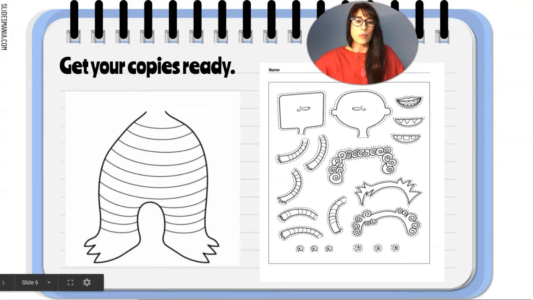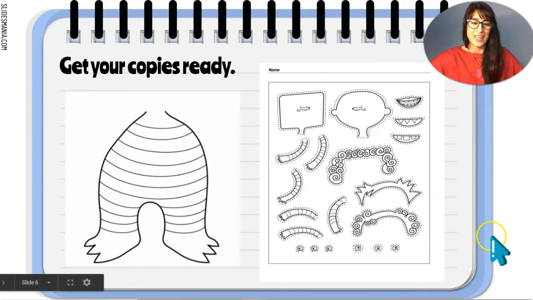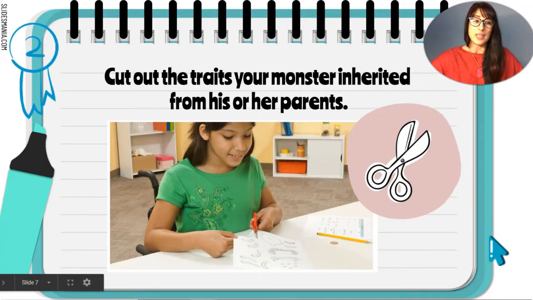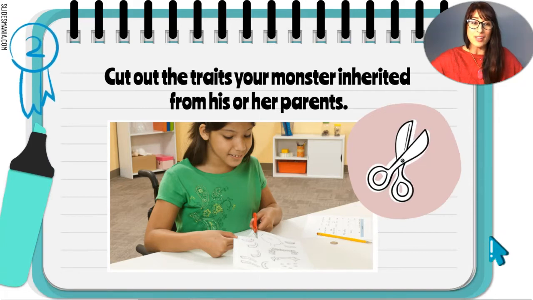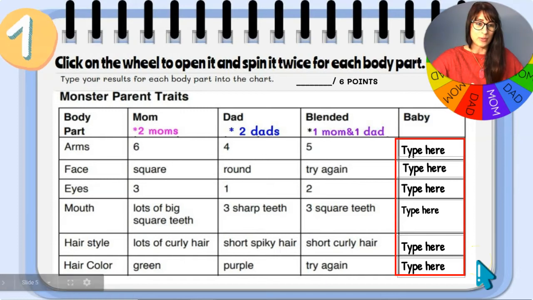And this is when you will be asked to get your copies ready that you printed out. Of course, you'll be prepared for your class because you don't want to miss on this fun project. And then you will be asked to cut out the traits your monster inherited from his or her parents. You'll have to go back and look at your chart that you filled out, and you'll have to do exactly what your chart tells you. You'll be looking at this section right here where it says baby, and that is exactly what you'll cut out.